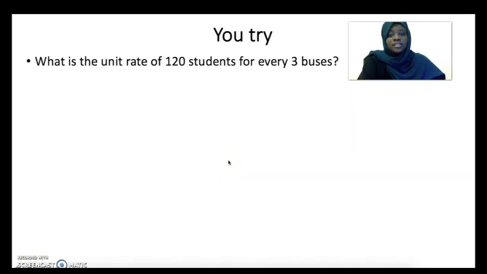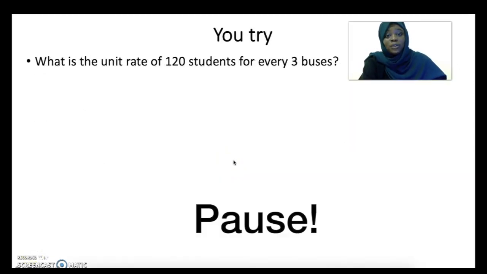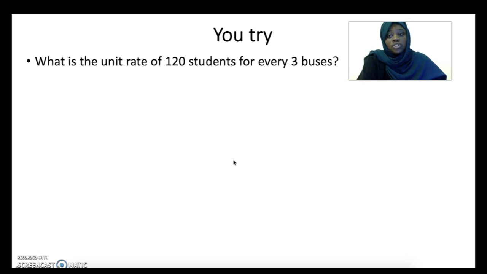Now let's try this. You can go ahead, pause this video, and come back after solving. What is the unit rate of 120 students for every 3 buses? From this question, we know that we have 3 buses, okay? And 3 buses would contain a total of 120 students. And you're told to find the unit rate, meaning how many students would be in one bus.